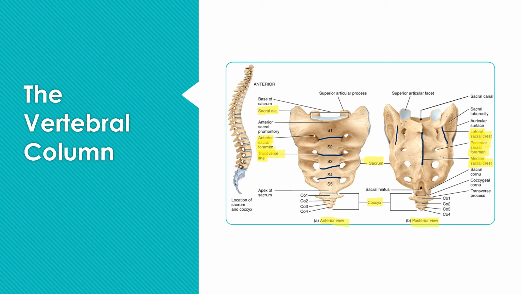Now the laminae of the 5th sacral vertebra, and sometimes the 4th, actually fail to meet. Now this leaves an inferior entrance to the vertebral canal, which is called the sacral hiatus. A couple of other terms here very briefly. The narrow inferior portion of the sacrum is known as the apex, and the broad superior portion of the sacrum is called the base.